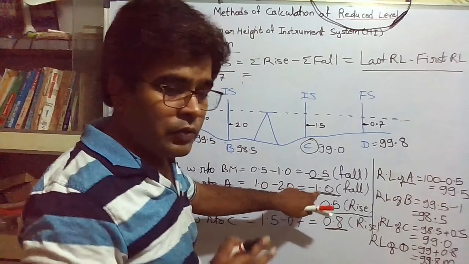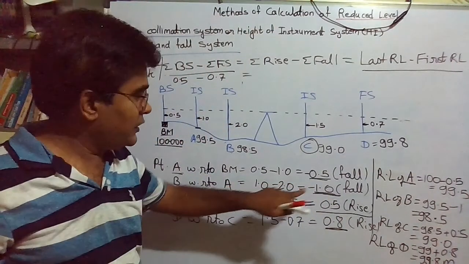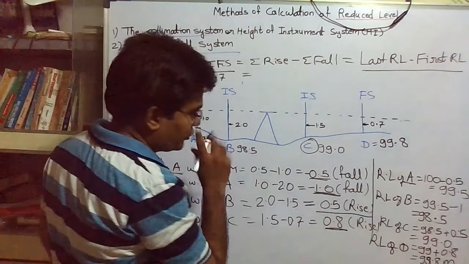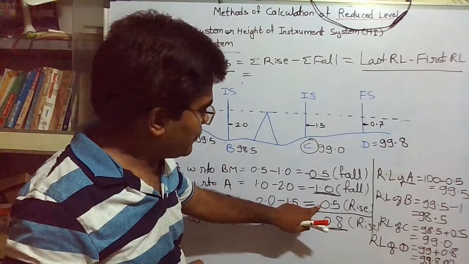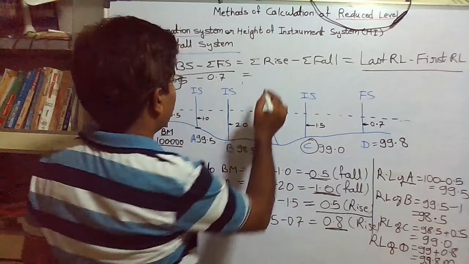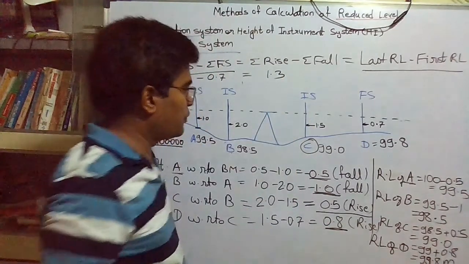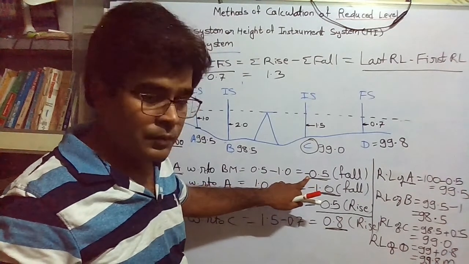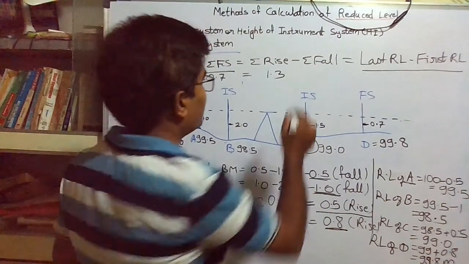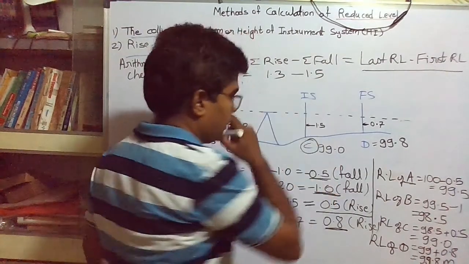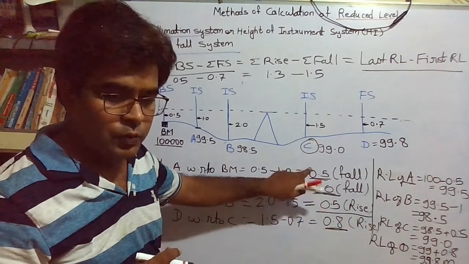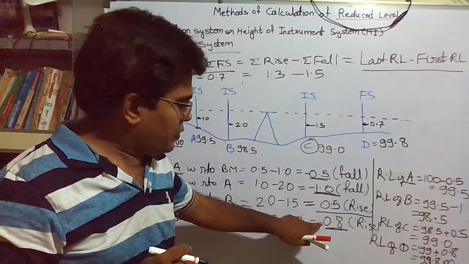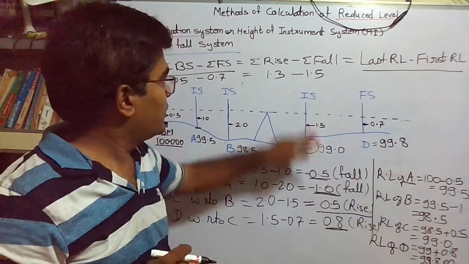For an arithmetic sum we don't consider the sign. What is fall? Summation of fall means 0.5 plus 1, that is 1.5. There are two falls. And what is summation of rise? 0.8 plus 0.8 plus 0.5, that is 1.3.